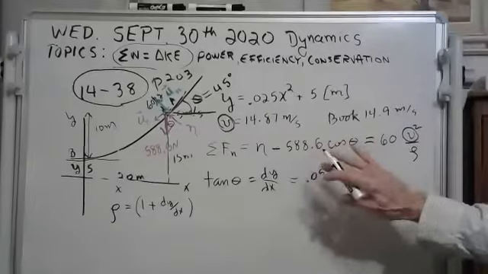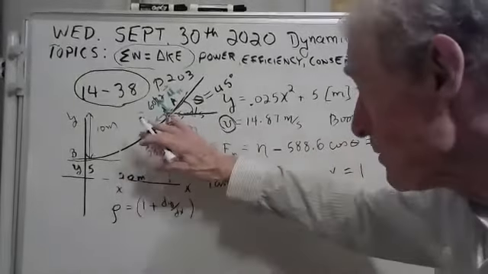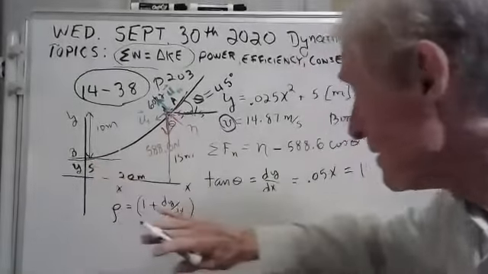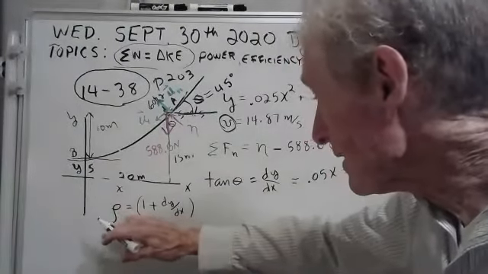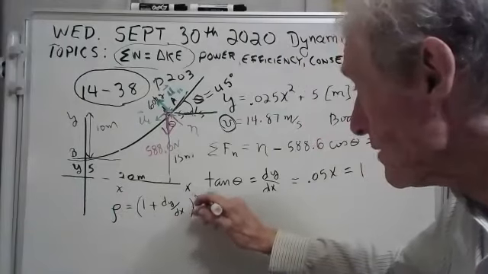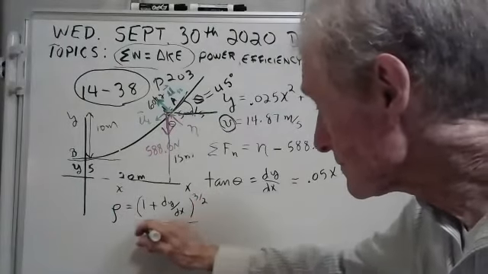That's just a 1. Hey, guys, we're not up here. We're down here. I got mixed up. I need the radius of curvature down here. And here's the equation.